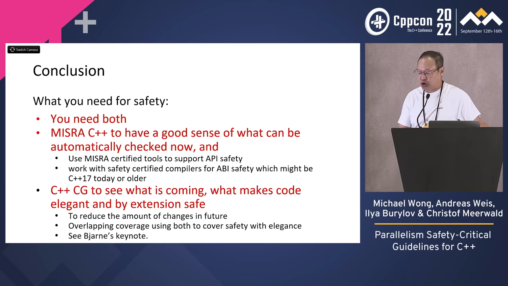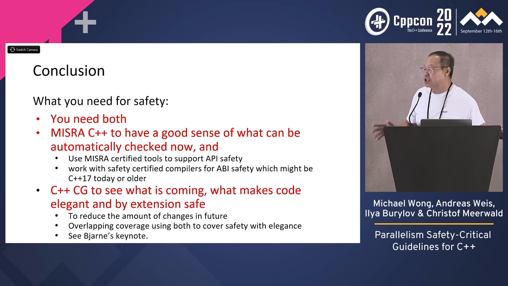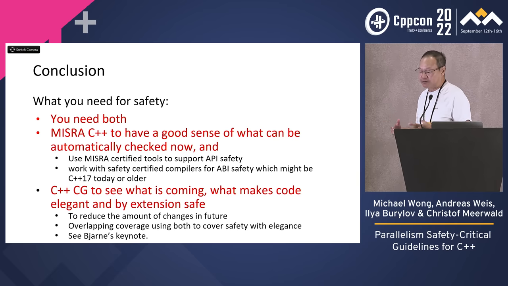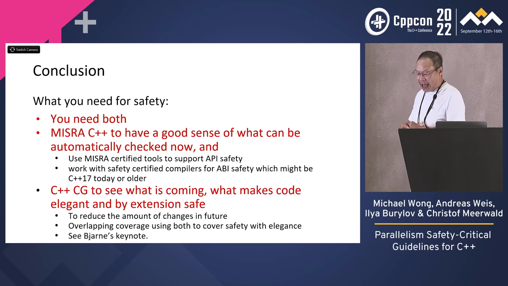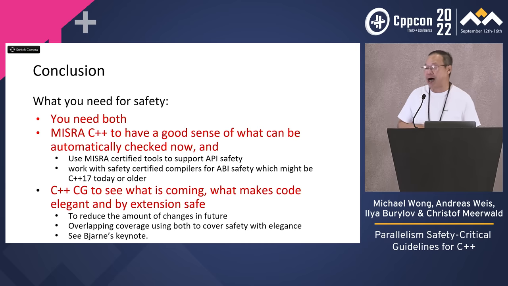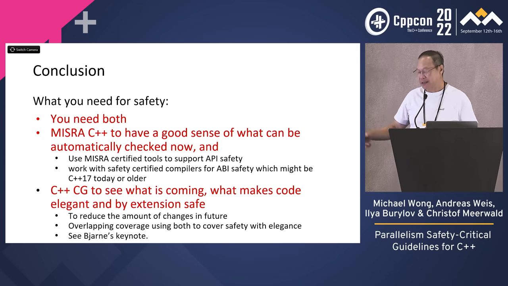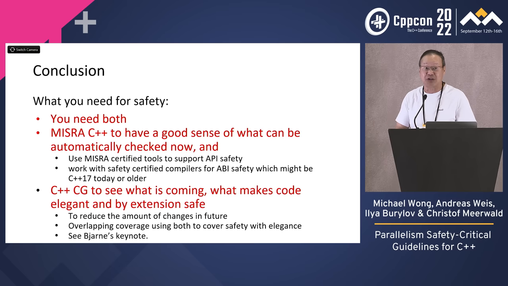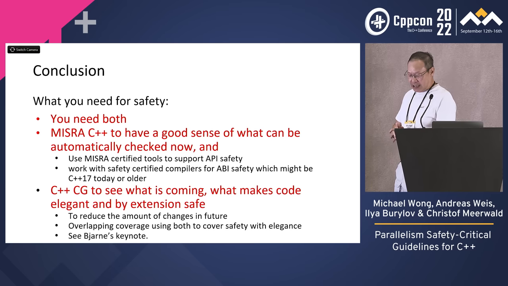Our conclusion, what you need for safety: you need both. MISRA C++ has a good sense of what can be automatically checked now, and using MISRA-certified tool support covers the safety API. You can work with safety-certified compilers for the ABI part. Safety-certified compilers, however, take a long time to come out because they have to verify that every binary has not changed in some way. So the most recent one you can get is probably C++17.